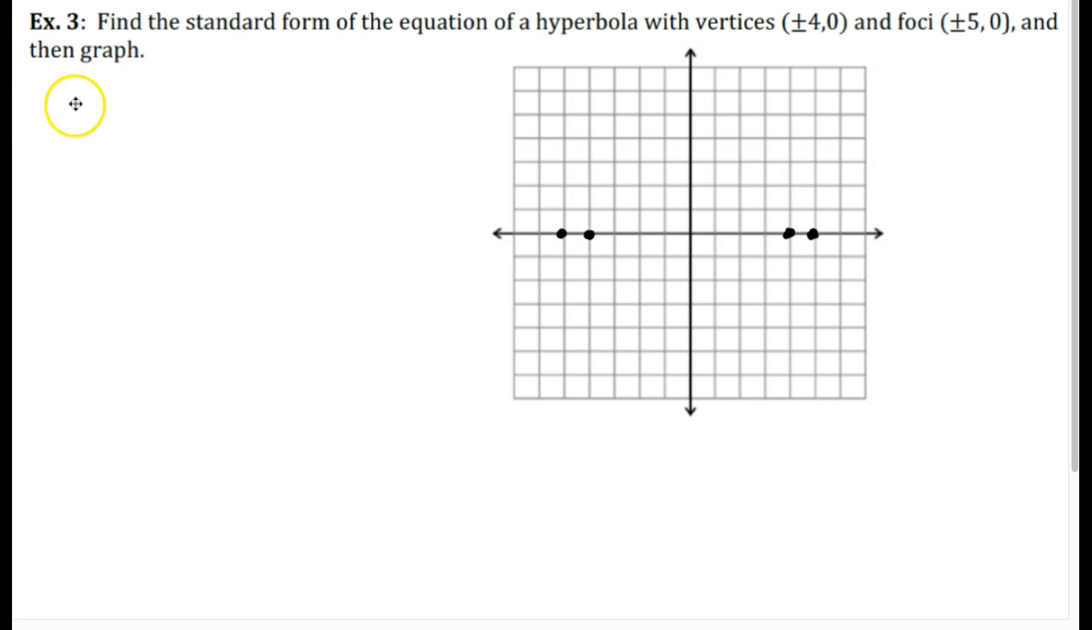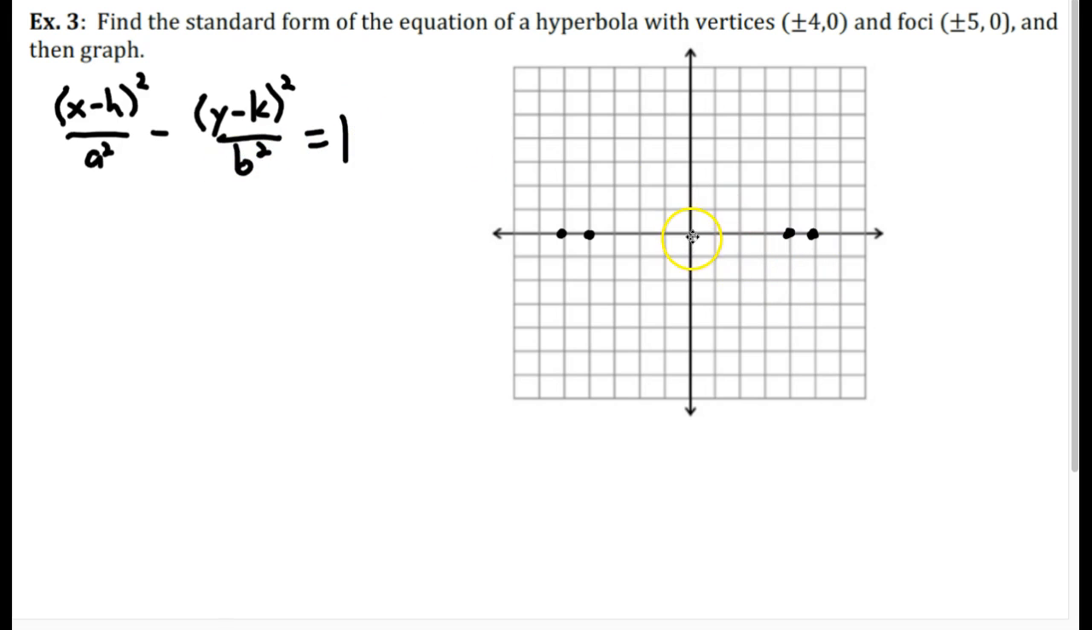Okay, so if we're thinking in terms of an equation like this, first of all, we need to figure out if it opens left and right or up and down. Well, if the vertices and the foci are on the x-axis, it opens left and right. Therefore, x will be first in my equation, or x will be positive. So x minus h squared over a squared minus y minus k squared over b squared equals 1.